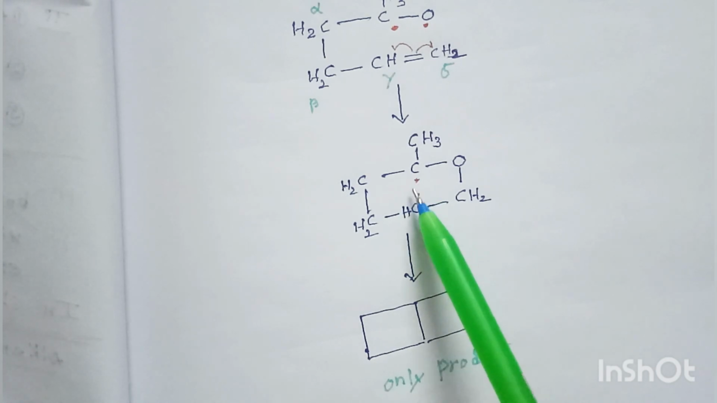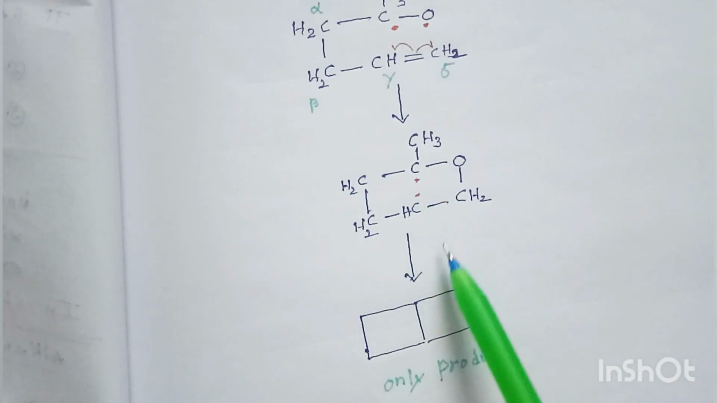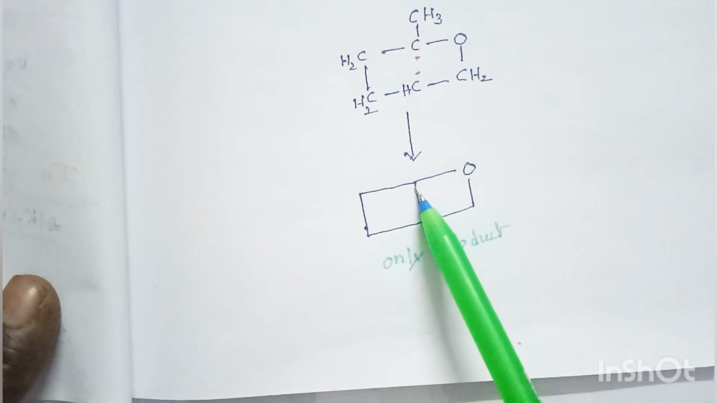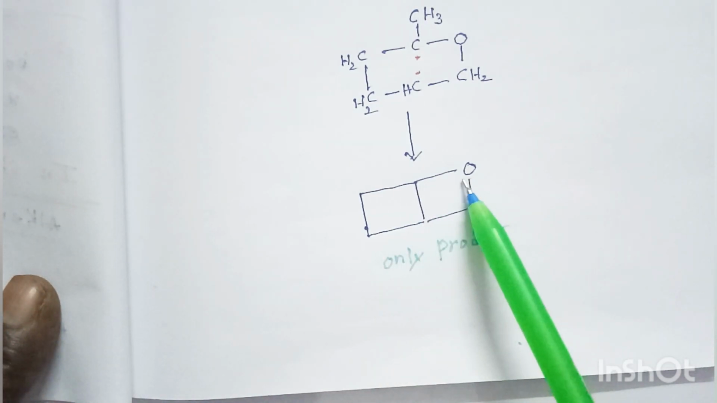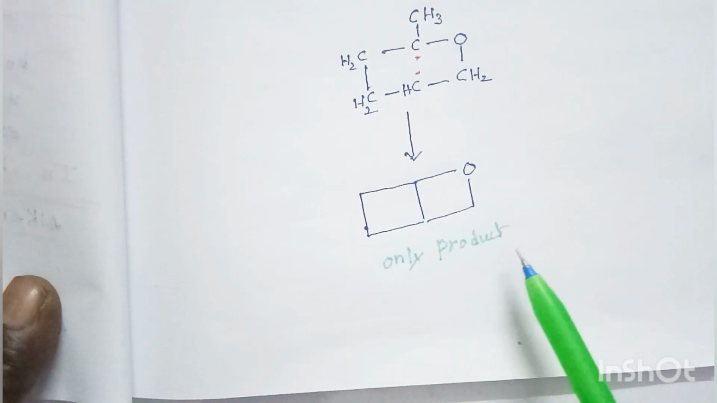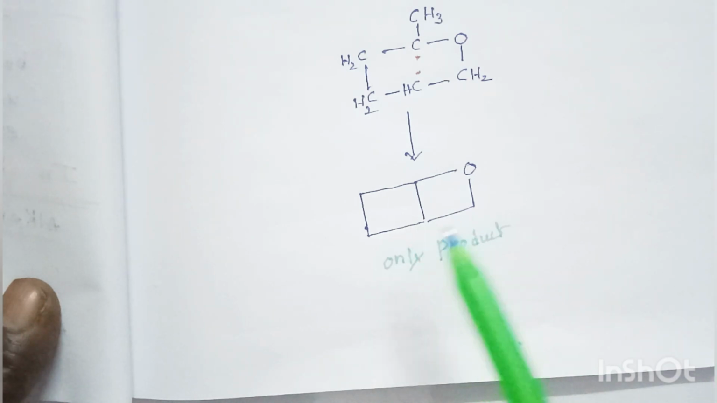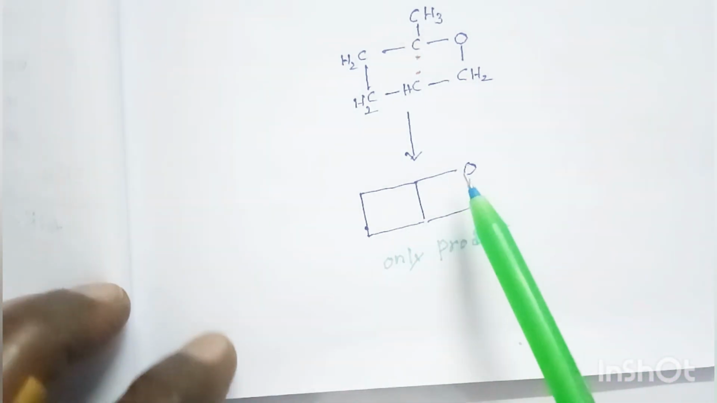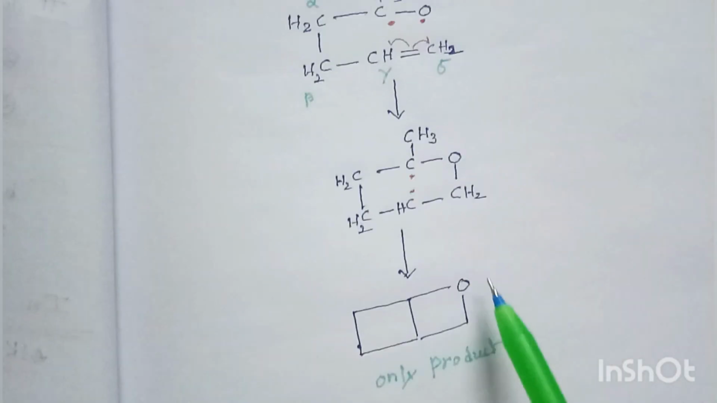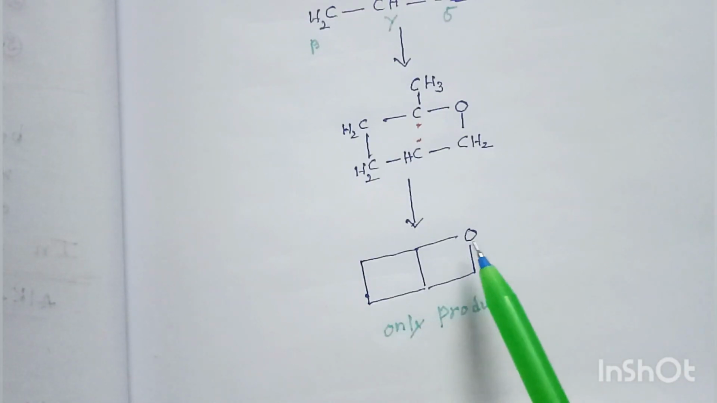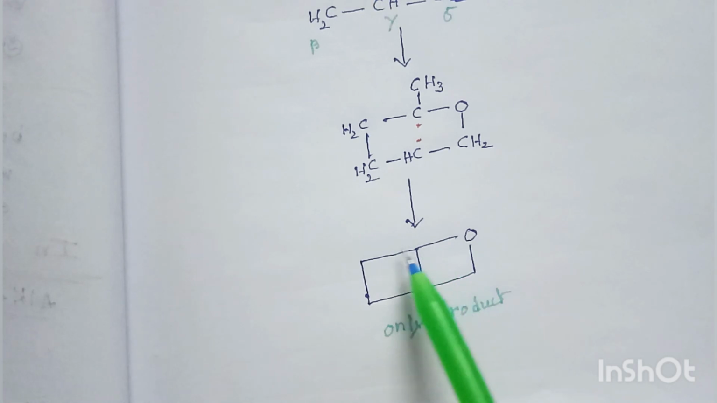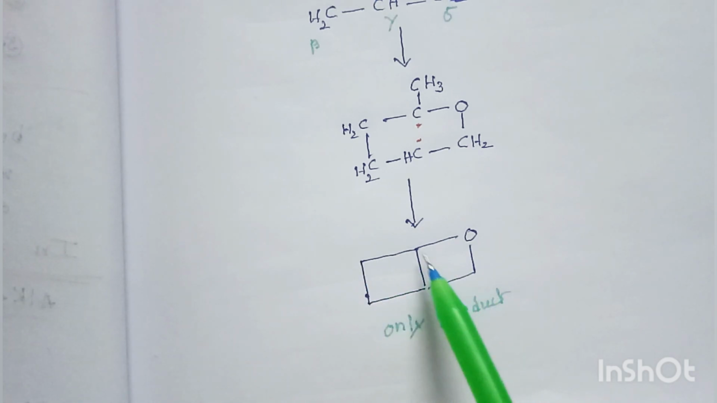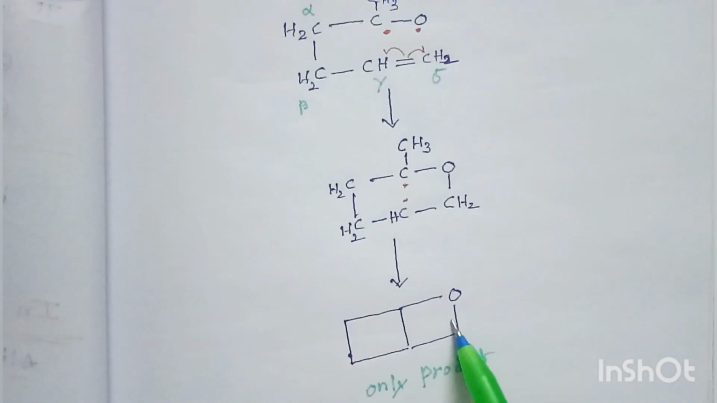Now in the next step, these two radicals will join to form a bond. So this is the only product of the intramolecular Paterno-Buchi reaction. This has two rings with an oxygen here and the other CH, CH2, CH, CH2, CH2, CH.